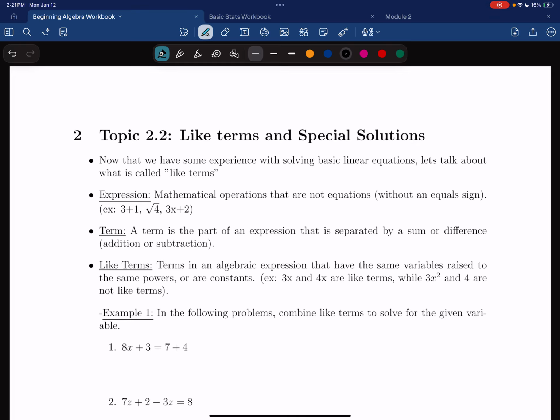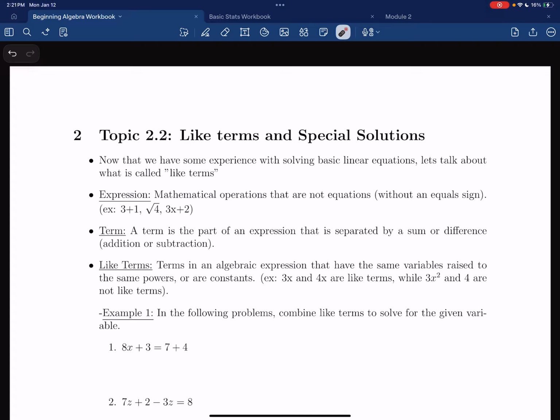So we have to know what an expression is. An expression in math is anything that's not an equation. So an expression, defined, is mathematical operations that are not equations. So anything like 3 plus 1, that's an expression. Square root of 4 on its own is an expression. 3x plus 2, that's an expression.